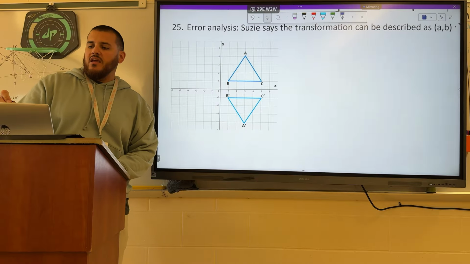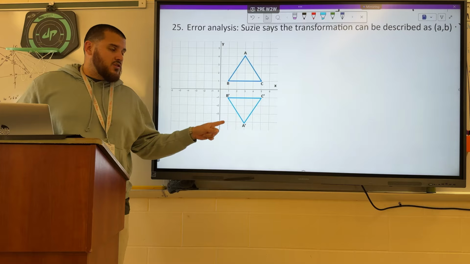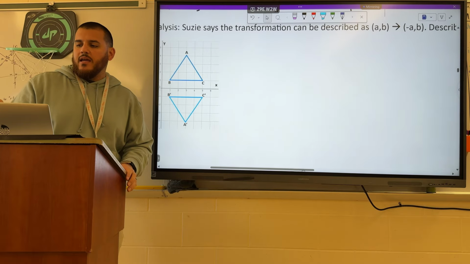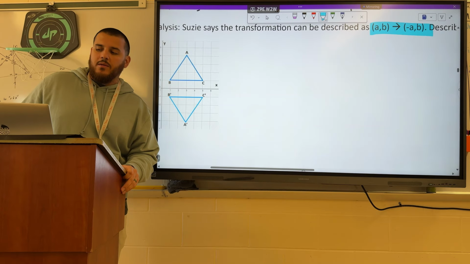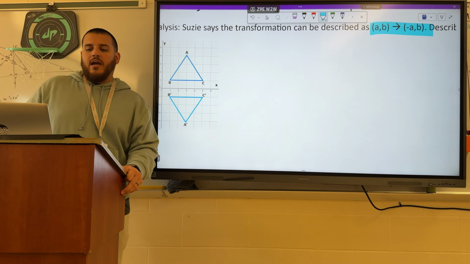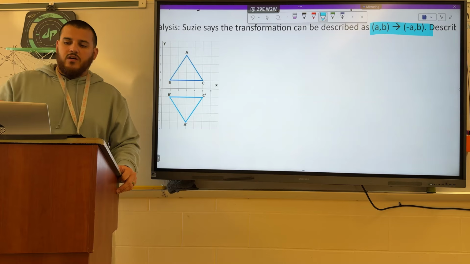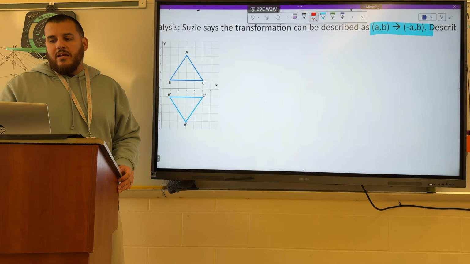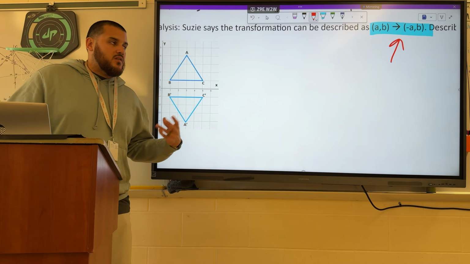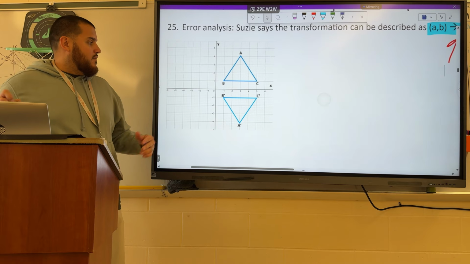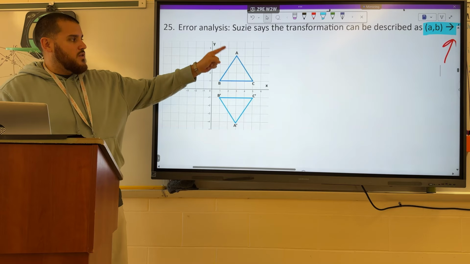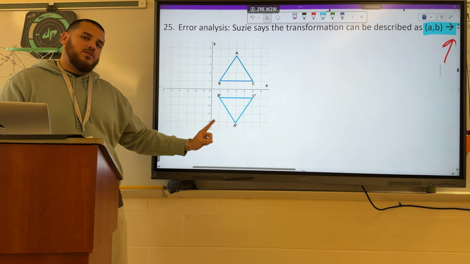We got Susie saying that the transformation shown on the graph here can be described as AB transforms into negative AB, and we have to describe the error that's involved. In order to do this, we need to understand what this function notation is. It's describing the change of coordinates from the pre-image to the image. So let's identify. The pre-image is the one without apostrophes. That'd be this triangle. This is the image, the new one.